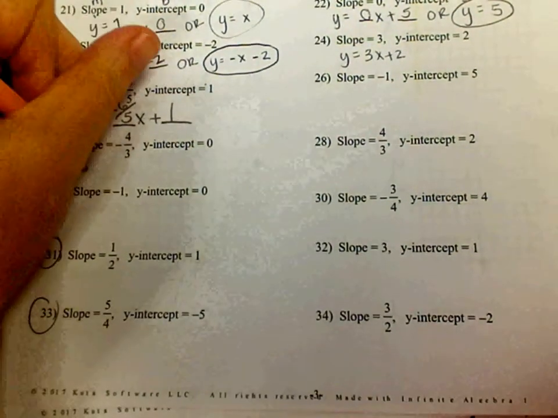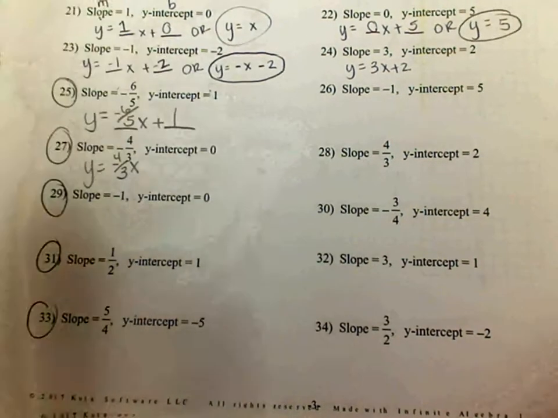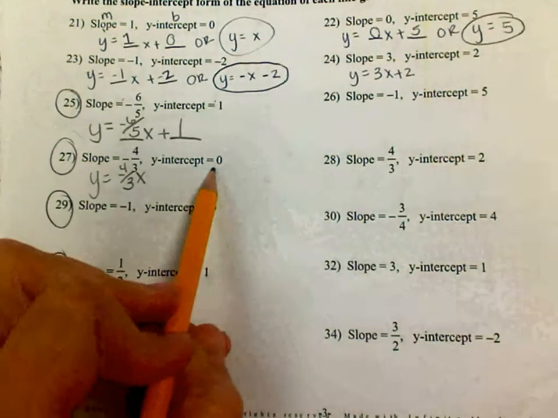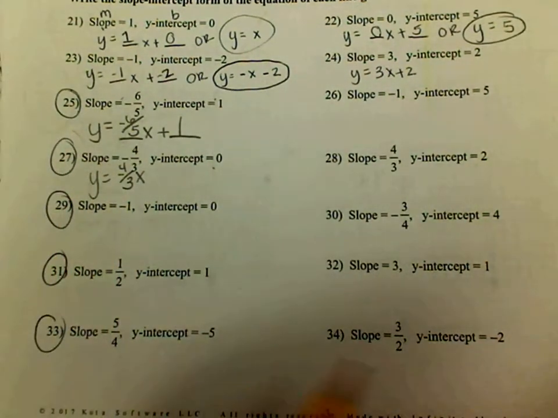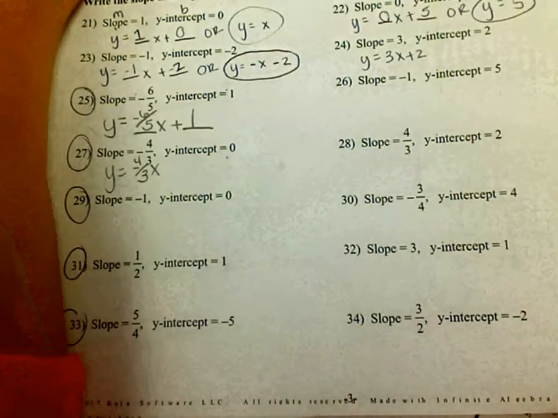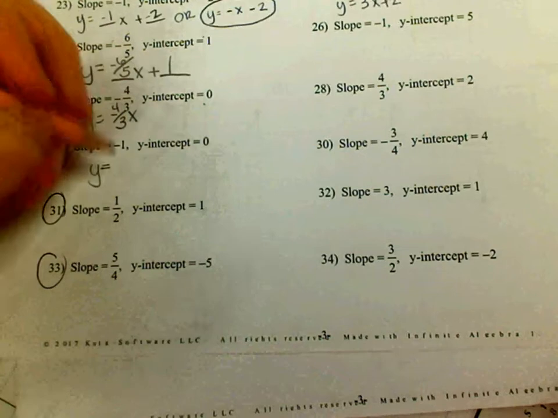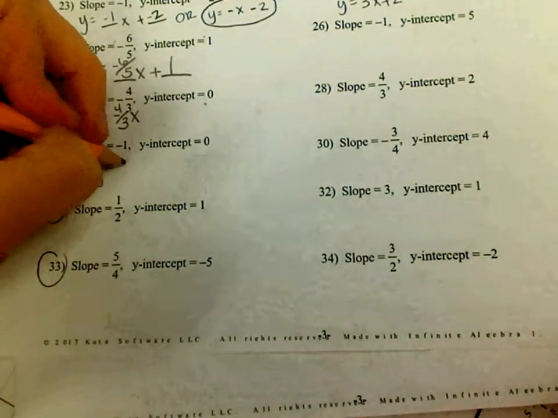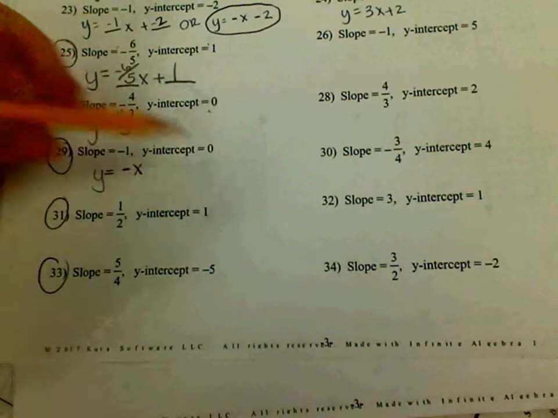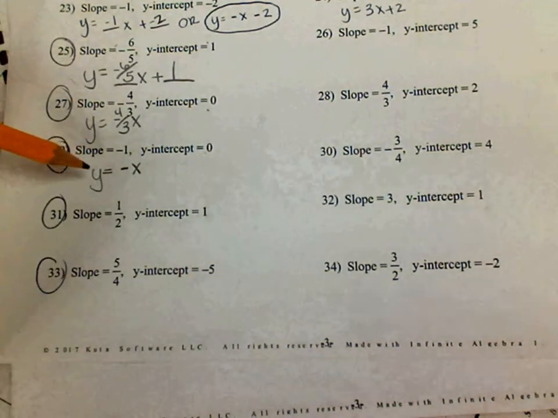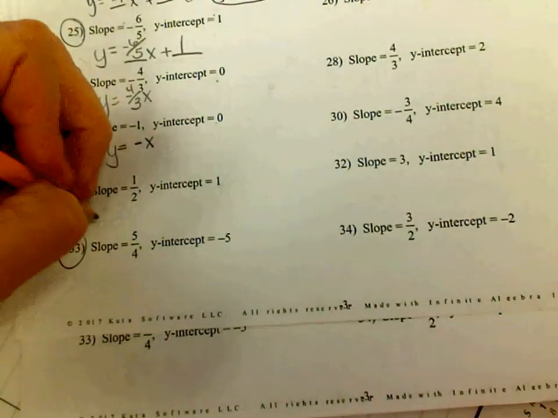It's easy. Y equals negative 4/3 x. Since the y-intercept is 0, you don't need to write anything. You don't have to put plus 0. That's redundant. You just leave it like that. Number 29, y equals negative 1x, but you would just put negative x. Remember, the 1 is invisible. Negative x, and then plus 0, like I said, you don't need to write, so you can just leave it.